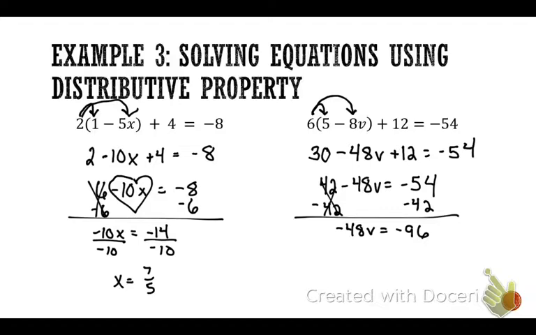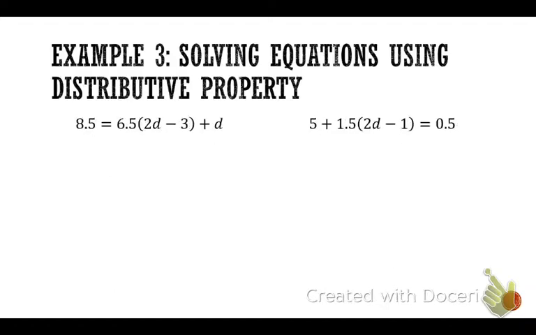Tell me the last step. What do I do? Divide by negative 48. And v equals, is it positive 2 or negative 2? Positive. It is positive because I got two negatives, which is even. So it's a positive answer. V equals 2. All right. We're going to skip the next 2 distributive property problems. We're going to save them for tomorrow.